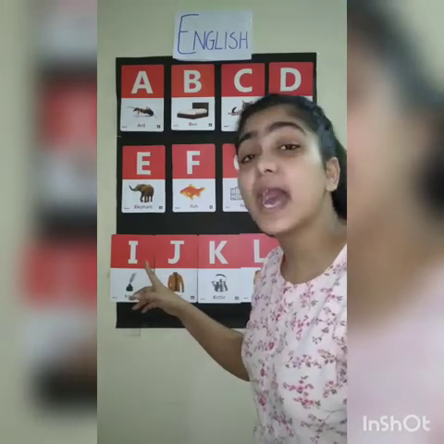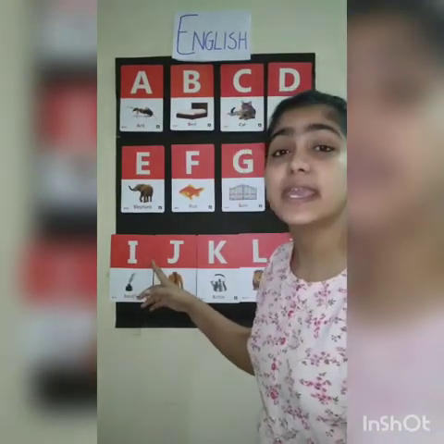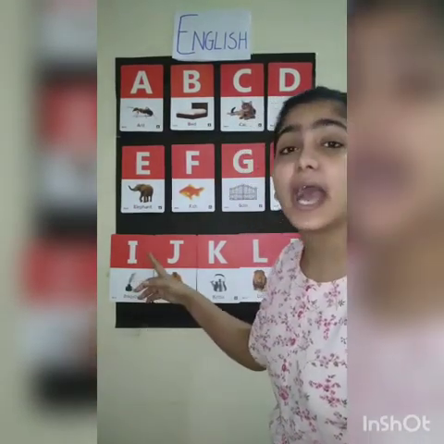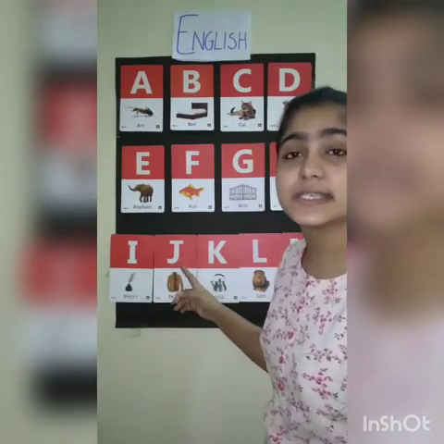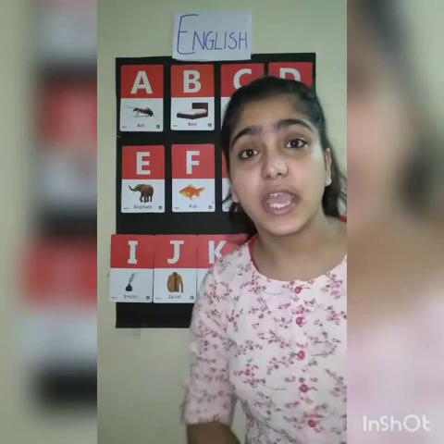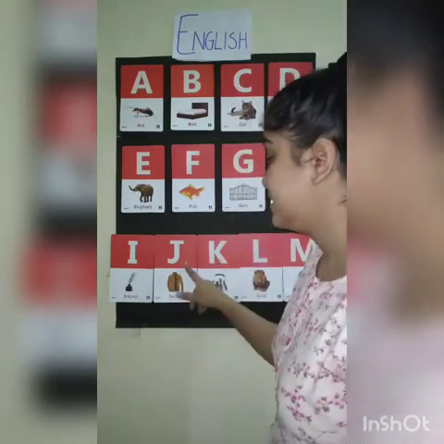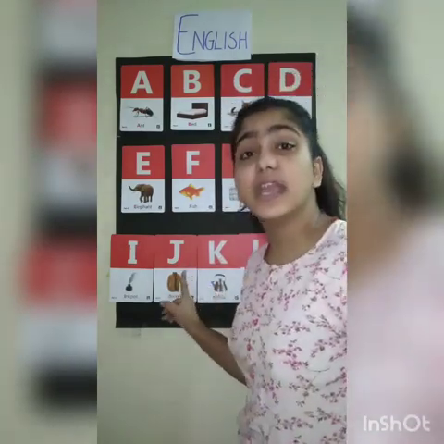This is I. I, I, Inkpot. I, I, Inkpot. Which letter is this? This is J. Which letter is this? This is J. J, J.